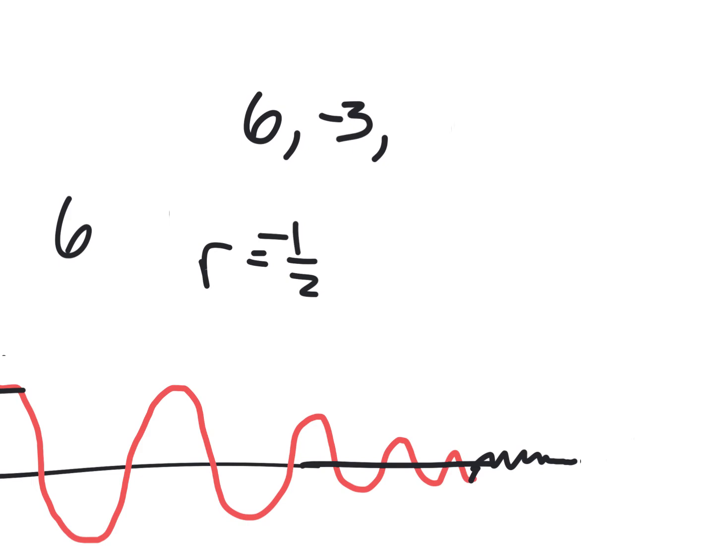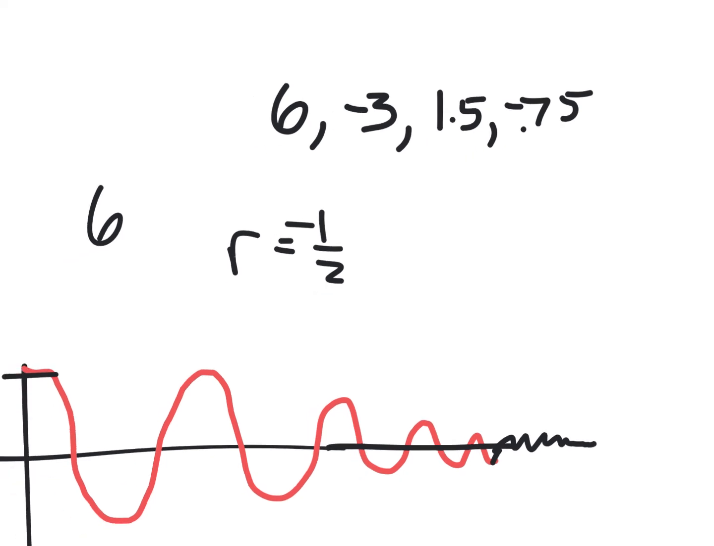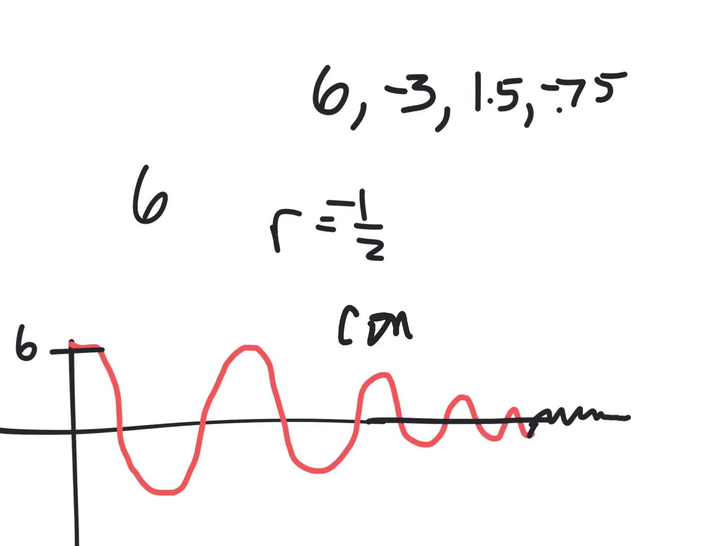So 6, half of that's 3, half of that's 1.5. We're multiplying by a negative, so it was negative 3 times negative 1/2. And then now if I times it by negative a half again, half of 1.5 would be 0.75, but it's negative. And it gets to be smaller and smaller numbers that just alternate back and forth between negative and positive. Converging means that it will add up. You can add this all up. That make sense?